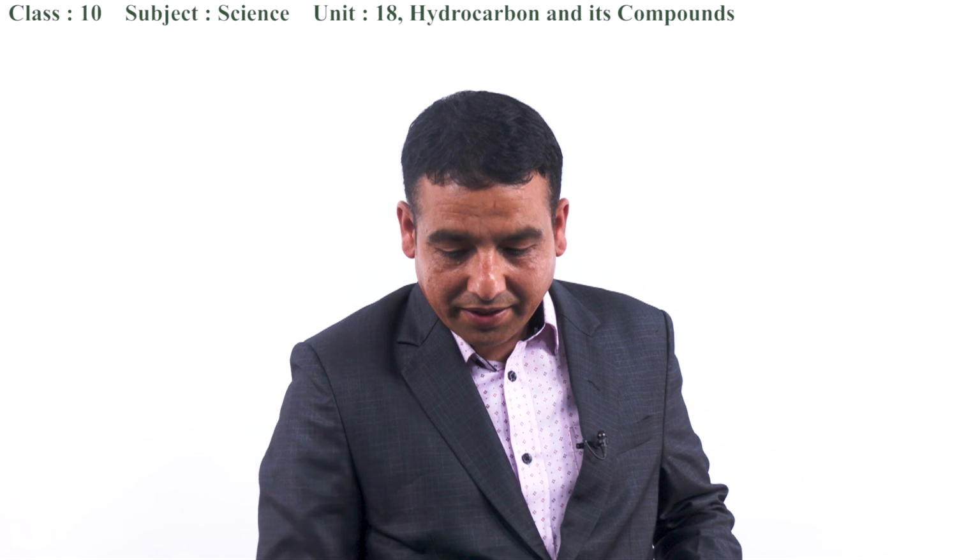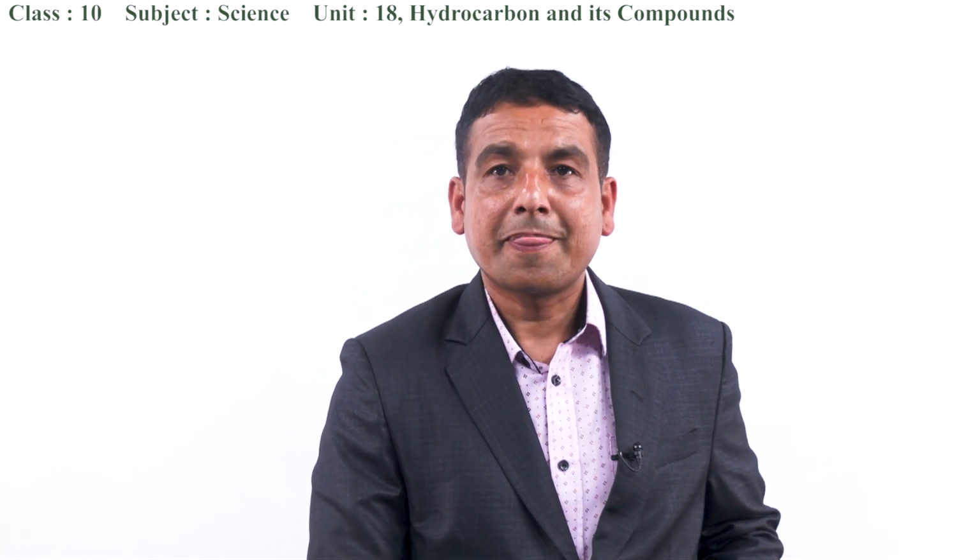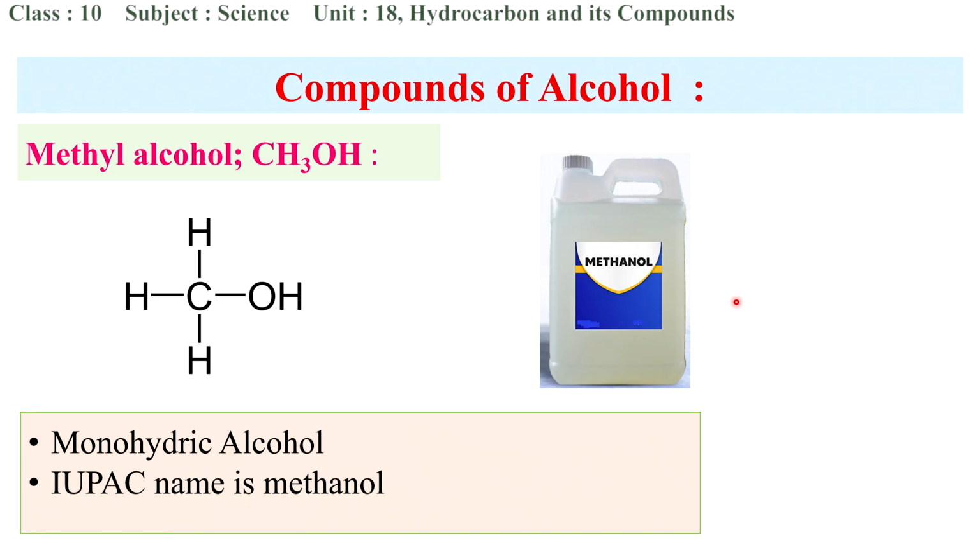Okay, next we are discussing the different types of alcohols, their properties, as well as their uses. The first one is methanol, or generally it is called methyl alcohol. Methyl alcohol is the common name, but to write its IUPAC name, we write methanol. Here, meth represents only one carbon atom, and ol represents the alcohol.